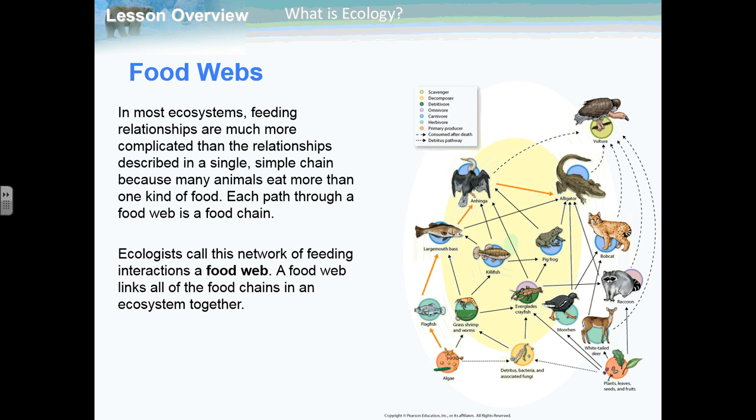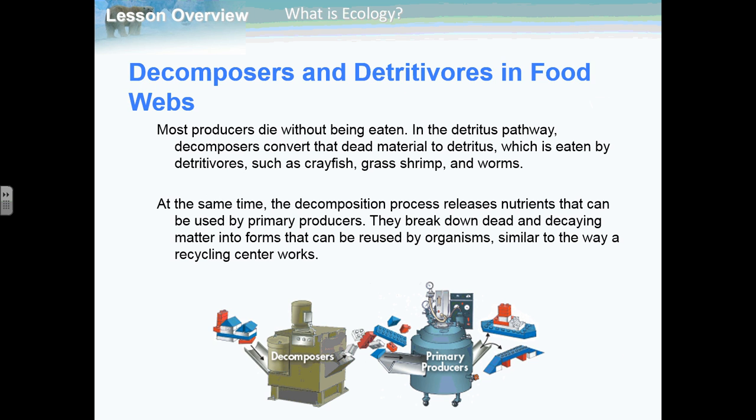In reality, though, ecosystems are much more complicated than a simple food chain. If you look at these orange arrows, they show that original food chain. But in reality, in this ecosystem, it's more complicated and there are many possible pathways for energy and materials to flow, many different feeding relationships. So if you were to connect all of the possible food chains, you would construct something that looks like a web. This is called a food web, because it links all of those food chains together.